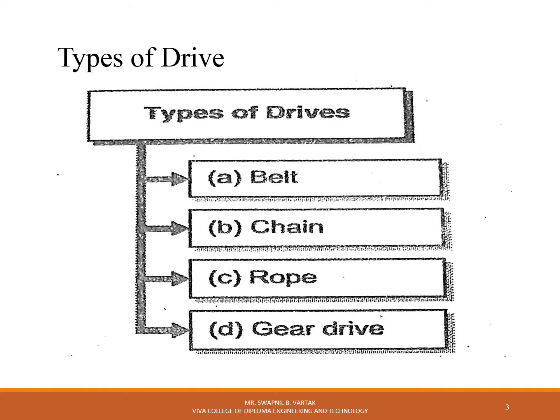Second, chain drive. To avoid the slipping phenomena that occur in belt and rope, a chain drive is used, which is called a positive drive. Rope drive: rope drives are widely used where a large amount of power is to be transmitted from one shaft pulley to another over a considerable distance. It is circular in cross section. Gear drive: it is a positive drive and used for power transmission where the distance between the shafts is small.